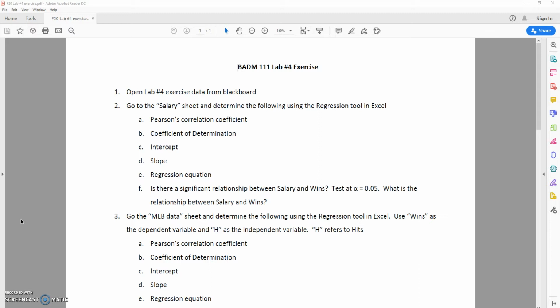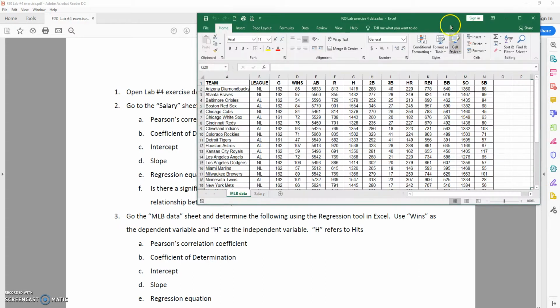In this video, we're looking at step number 2, looking at the relationship between salary and wins in Major League Baseball. We're going to determine Pearson's correlation coefficient, coefficient of determination, the intercept, and slope, putting those two together to get the regression equation, and then answering the question about the significant relationship between salary and wins at the 5% level. Let's take a look at our Excel data.